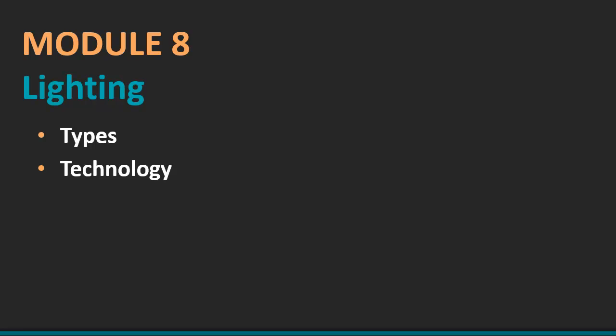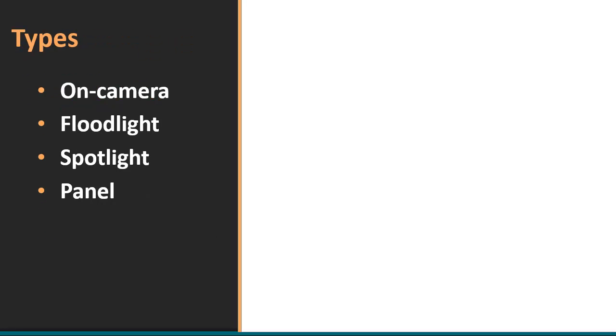Then we'll examine the science and art of diffusion to help producers avoid harsh shadows on their subjects. And finally, we'll study the universal principle of three-point lighting, and then discuss how you can implement that technique on a zero budget. Generally speaking, there are four different categories of lights that instructional video producers tend to use.